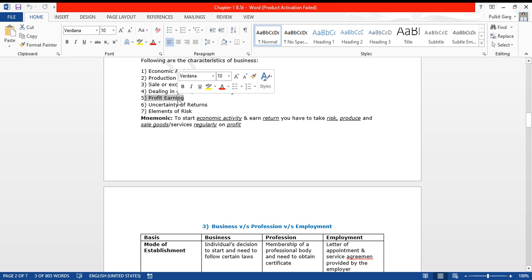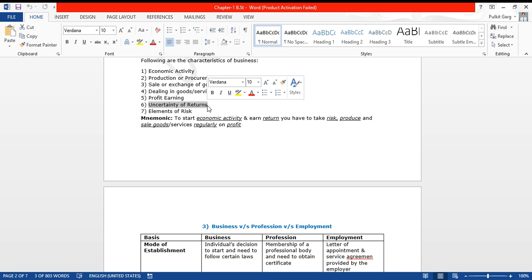Then, fifth is profit earning. As we already saw, one of the important characteristics of business is profit. It is undertaken with the objective to earn profit. If you are not earning profit, say you are rendering some social service in an NGO, can you term that activity a business activity? Obviously no. Then, uncertainty of returns, because whenever you start any business, you have to employ certain capital in the form of money or certain assets, and you are not sure when you are starting the business whether it would be successful or not.